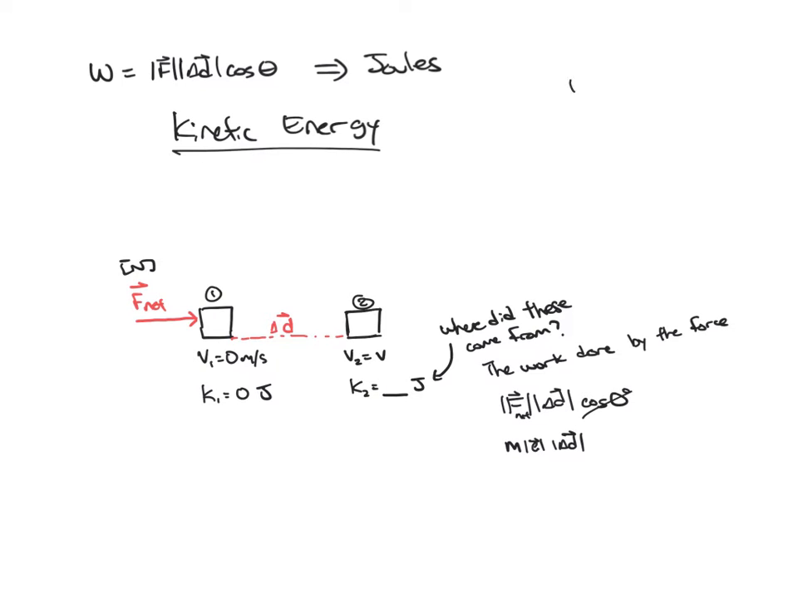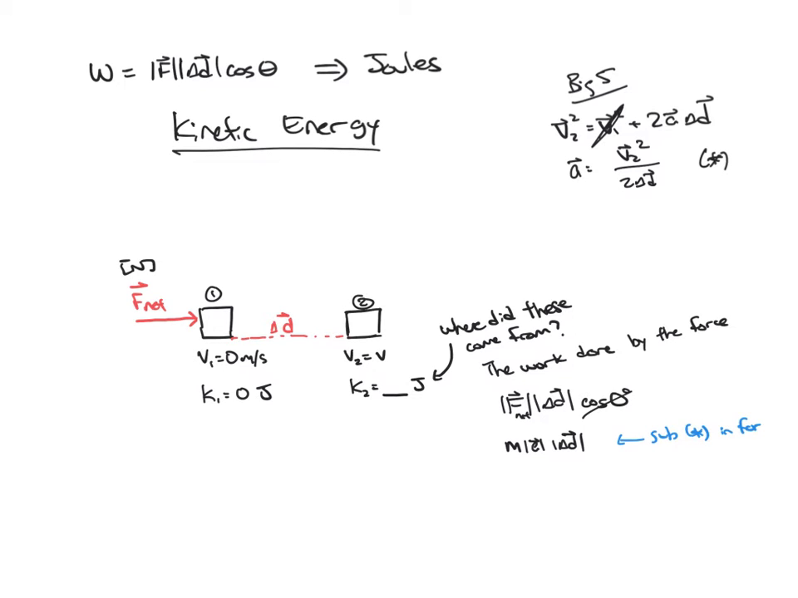And one of the big 5 formulas is as follows. So with this big 5 formula, if this box starts at rest, v1 is 0, and the acceleration can now be rearranged to v2 squared over 2 times displacement. I'll call this expression star. What happens if I sub expression star in for the acceleration?